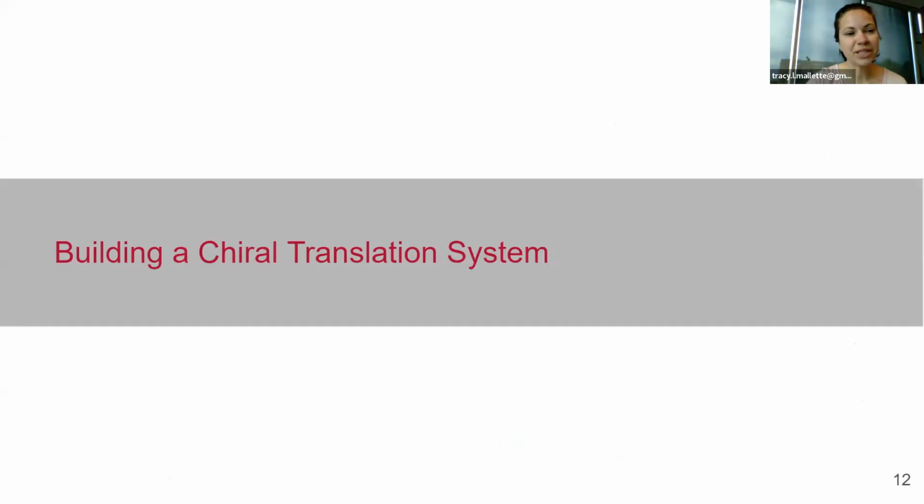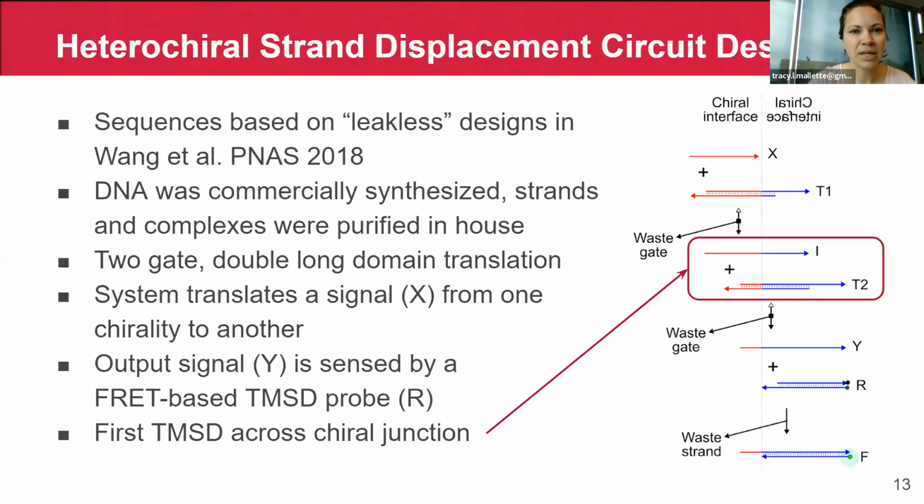So in order to accomplish this goal, we first had to build a chiral translation system. So we built these sequences on a leak-less design principle from Wang in 2018. And it uses 2 double long domains in order to start in one chirality and end in another. So what's happening with our circuit is we have an input which we've labeled X, and you can imagine that everything that's red is dDNA and everything that's blue is LDNA.